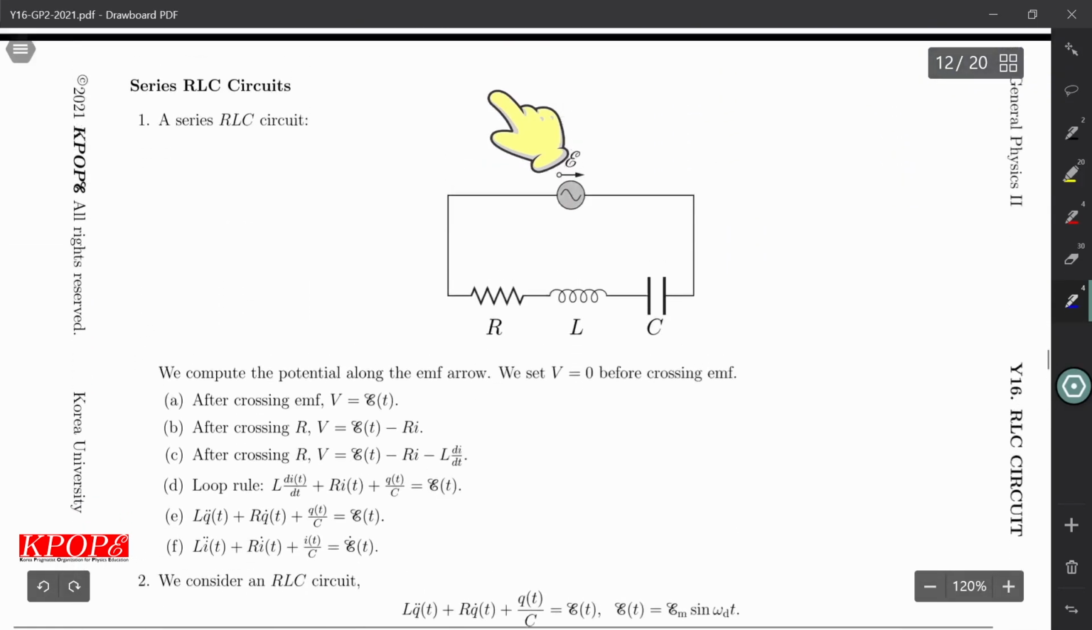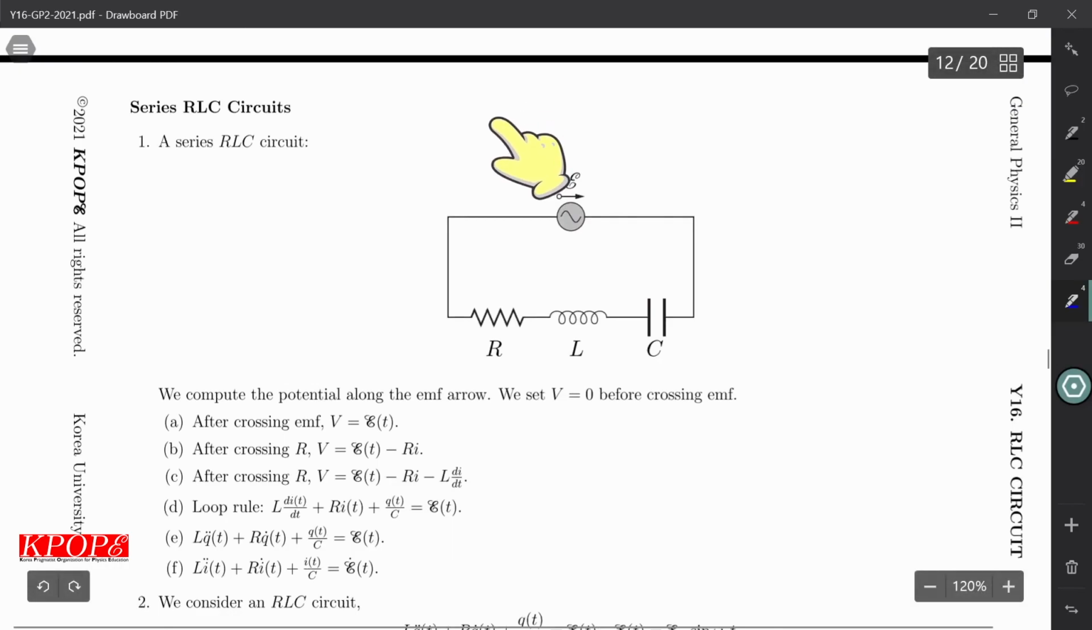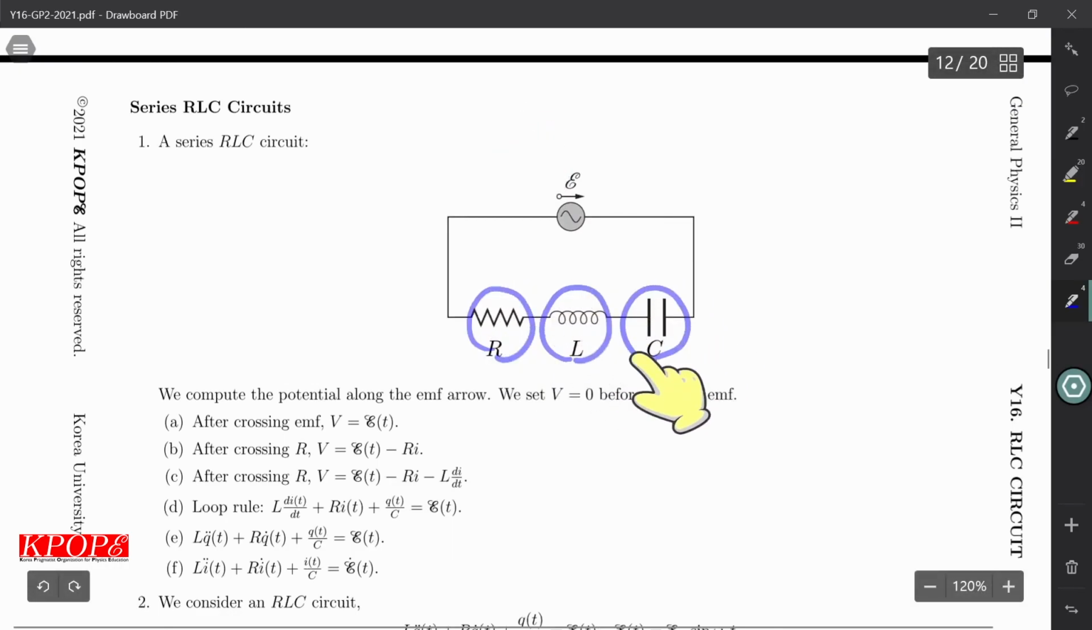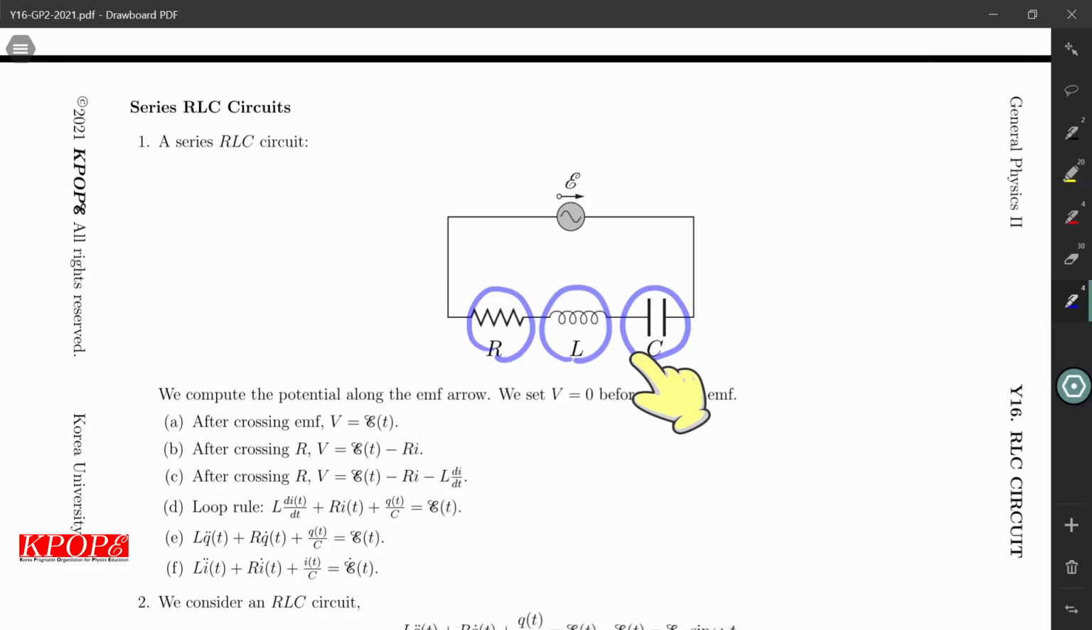Series RLC circuit. We obtain all of the partial results, and let's see what happens if we combine everything together.